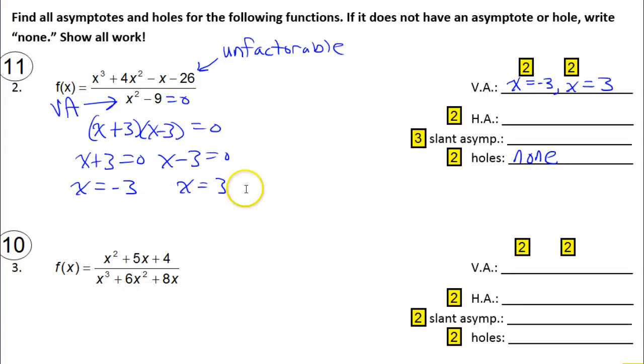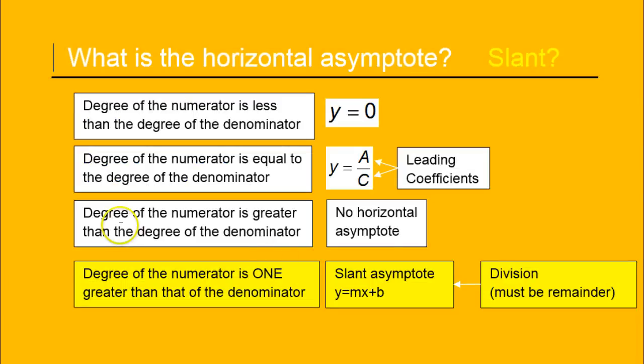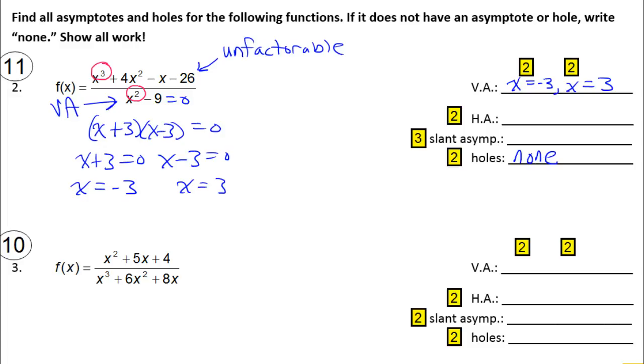Okay, so which situation are we in? Well, the degree of the numerator is 3, while the degree of the denominator is 2. So that puts us in a situation where the degree of the numerator is greater than the degree of the denominator. So there is no horizontal asymptote. So for horizontal asymptote, we write none.